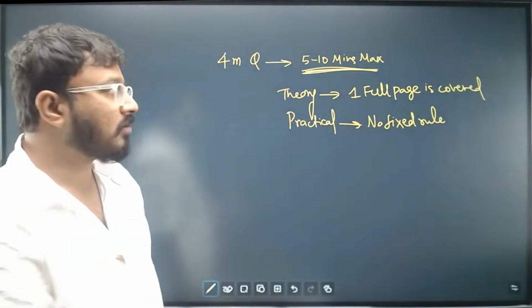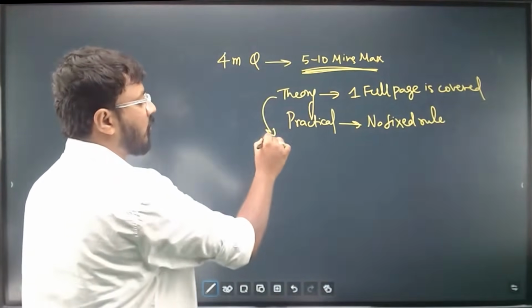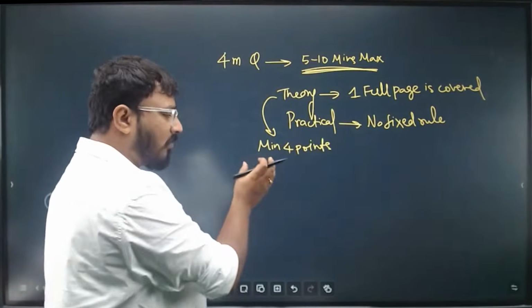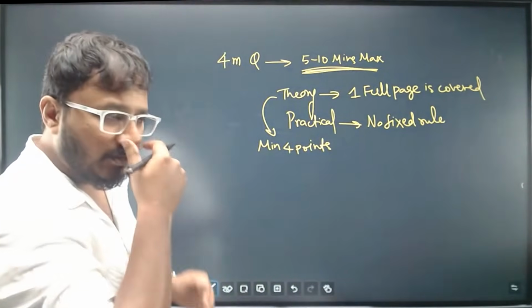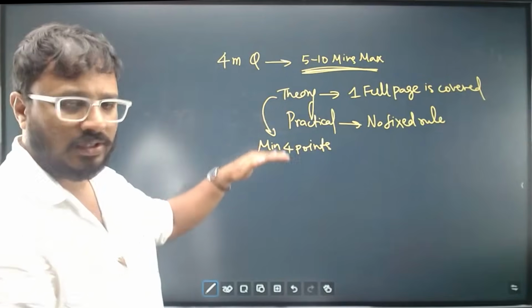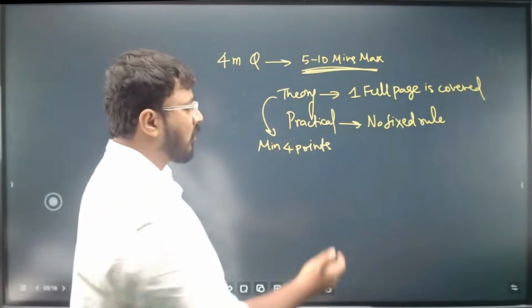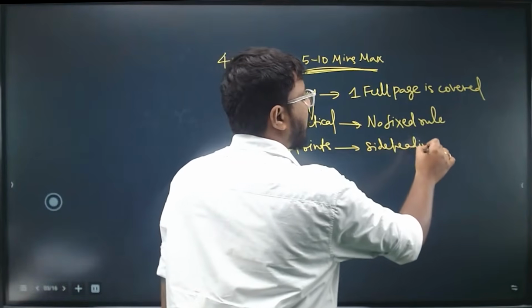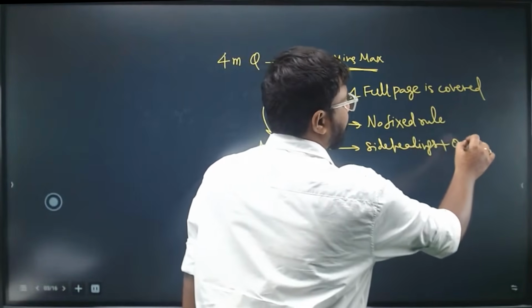How many points do you need to write for a theory question? Minimum 4 points. I'm saying minimum, don't stretch too much. When you're answering a theory based question, make sure you write side headings and then give your own explanation.